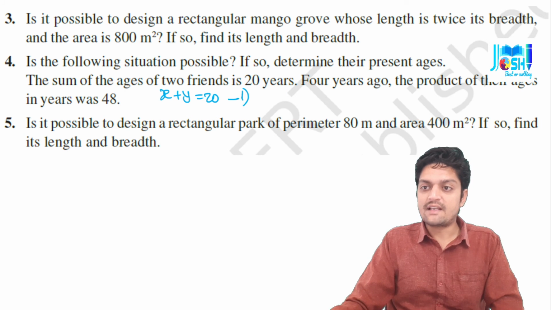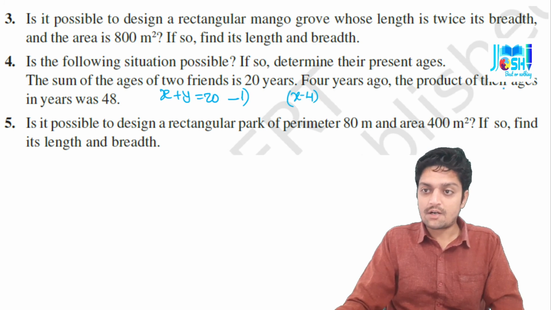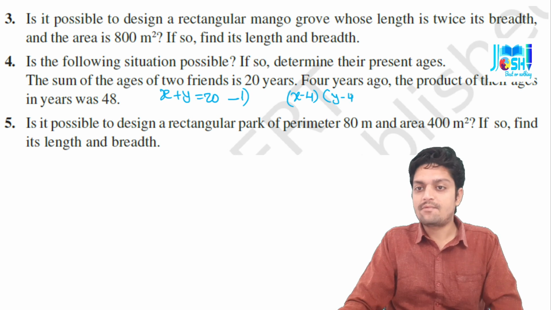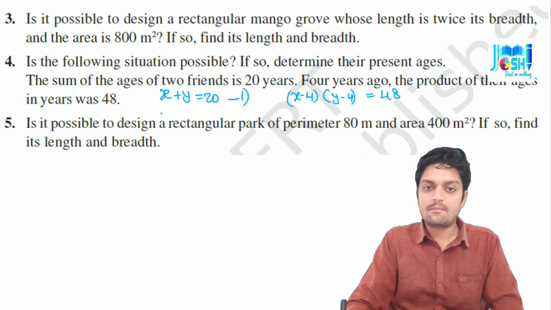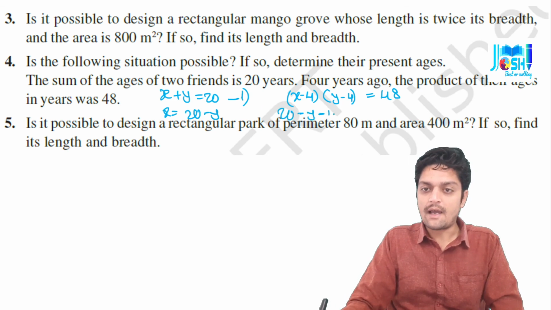Four years ago, the product of their ages was 48, so x minus 4 into y minus 4 is equal to 48. But as you can see here, x is equal to 20 minus y, so we have to substitute. So 20 minus y minus 4 into y minus 4 is equal to 48. So 20 minus 4 is 16, so 16 minus y into y minus 4 is equal to 48.